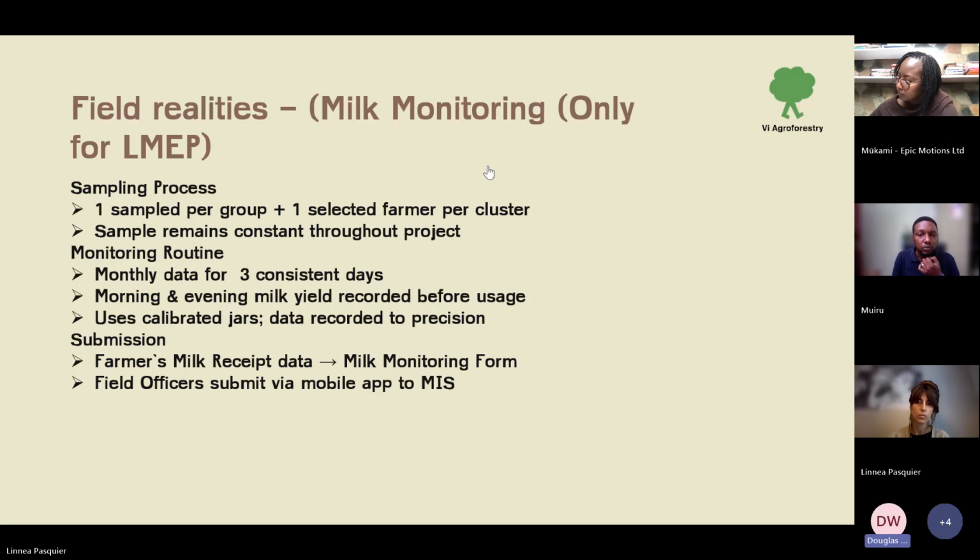I don't know, it's taking long. Yeah, I know it's strange, but I've switched. It's about the milk monitoring, but it might come in a few seconds.